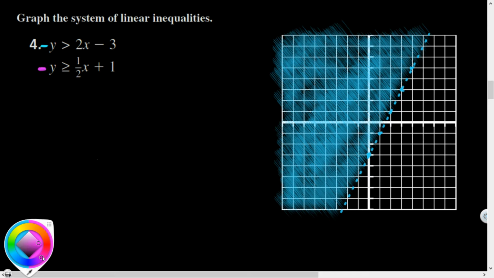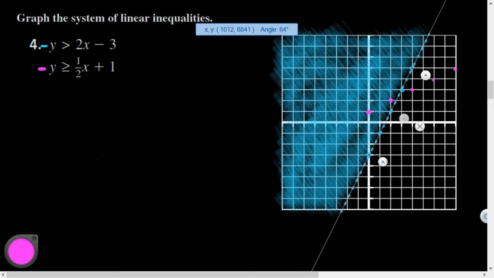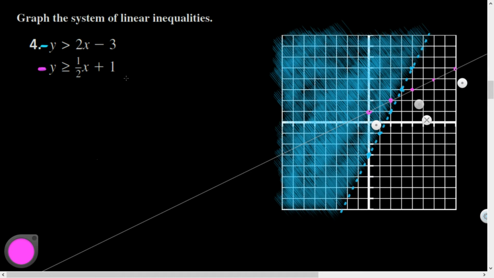So how about the purple one? Y-intercept is at 1. Slope is a half, so I'm going to go up 1 and over 2, up 1 and over 2. You guys are so good at this these days, right? And let's see, we'll draw that line. Solid or dotted? Solid. Yep, because of the equal part there. Solid line. Is it shaded above? Above, because greater than, yeah.